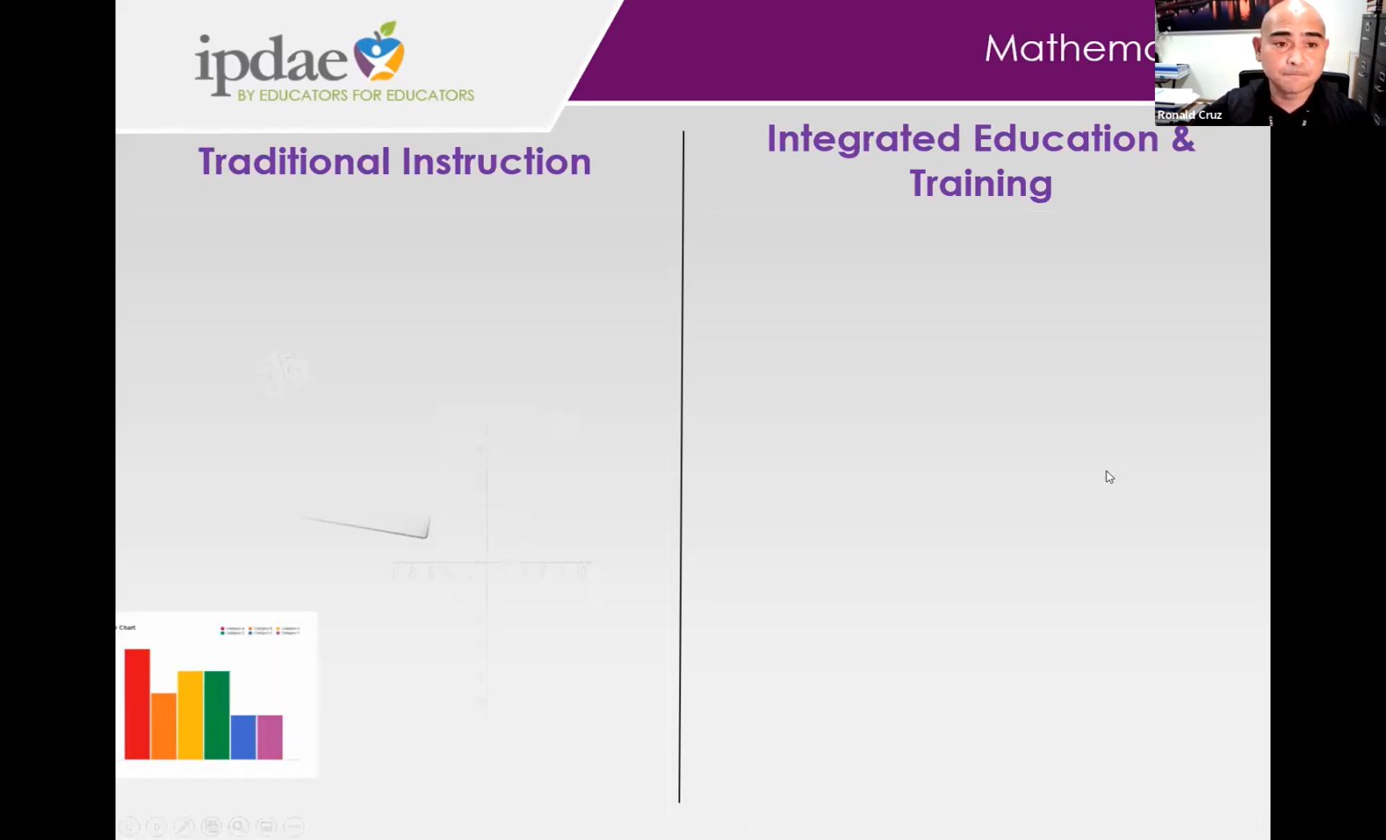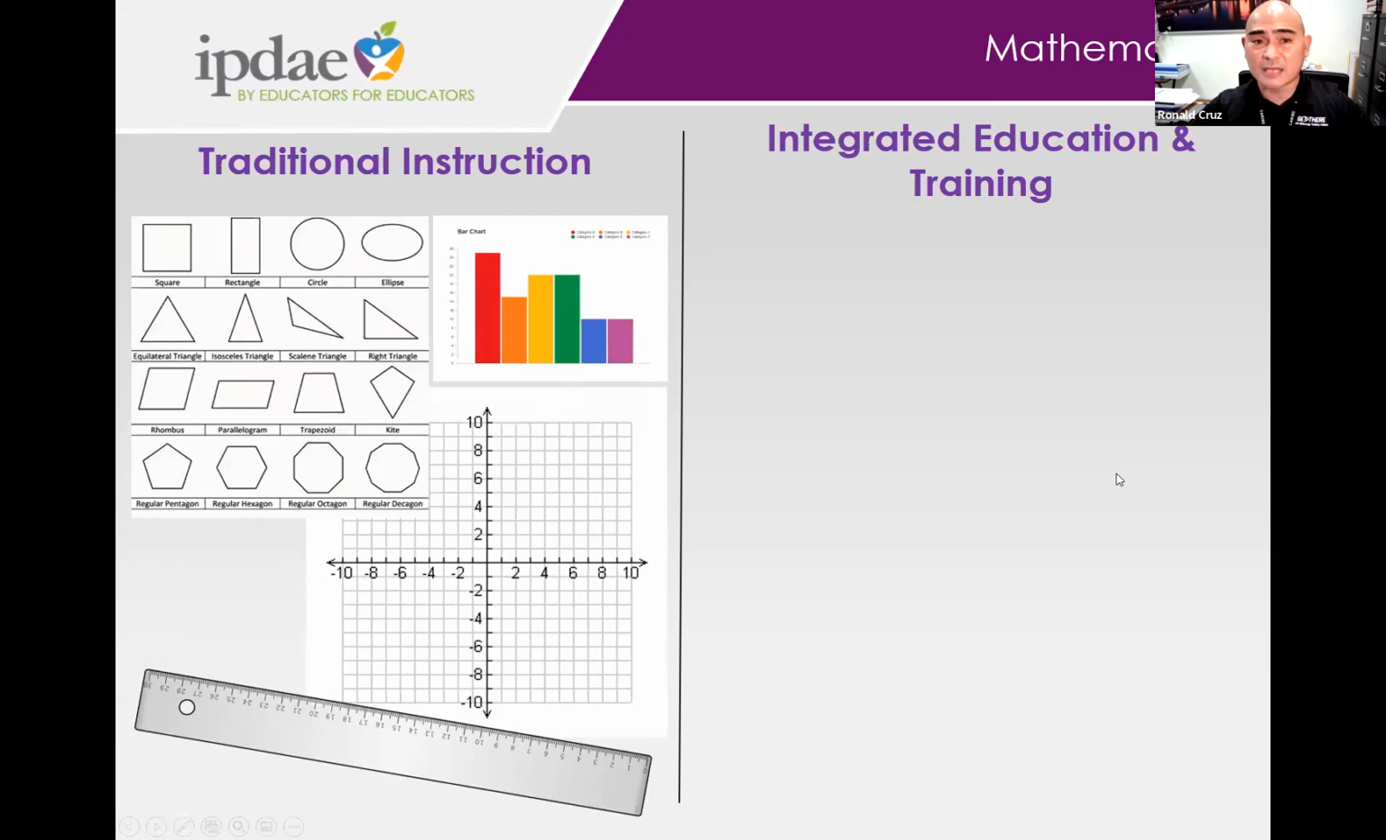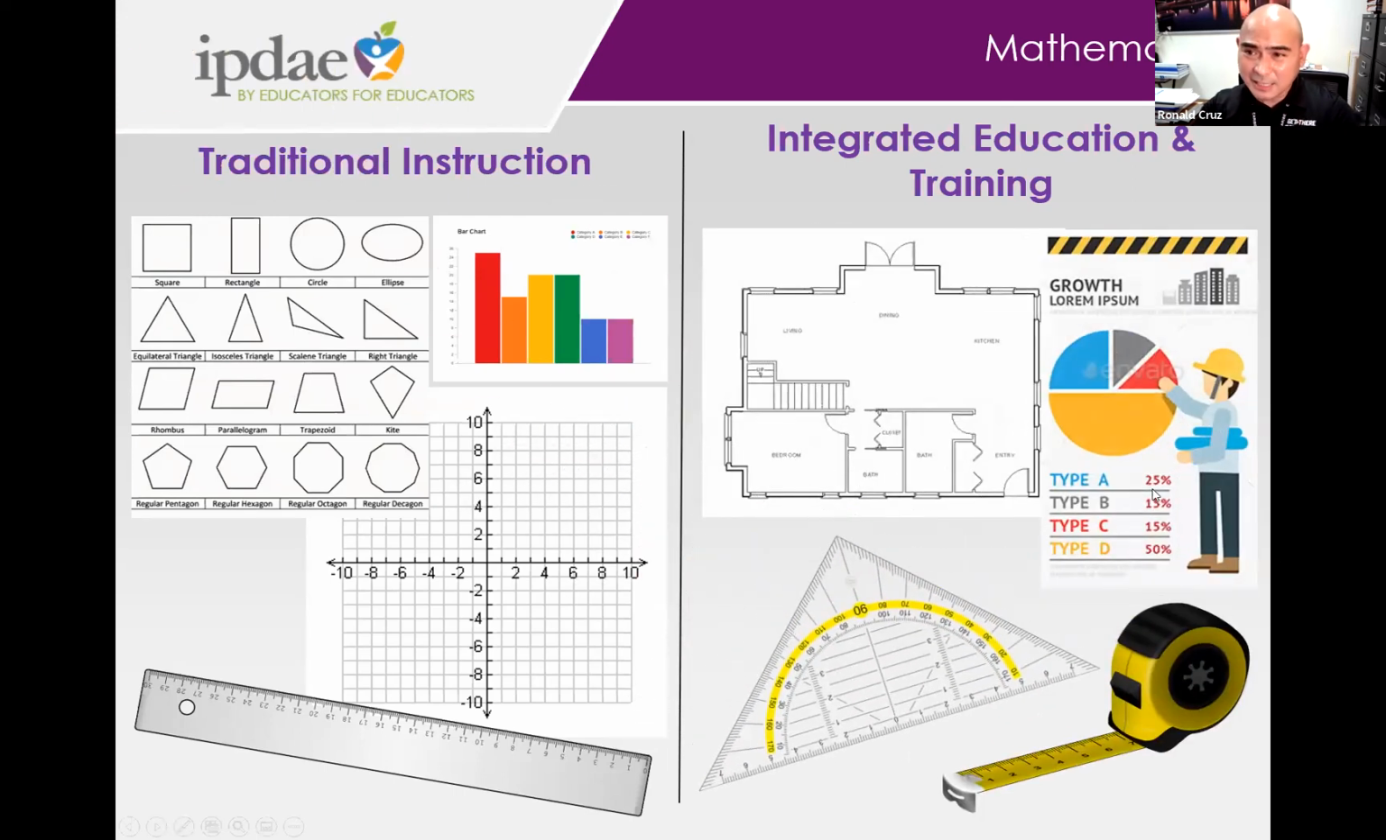Now in the math classroom, yes, in a traditional setting, you'll be introducing them to plane geometry, how to read graphs and charts like histograms, how to plot points on a coordinate plane, and how to measure using basic measuring tools such as a ruler or a protractor. Now, in an integrated education and training, you're still teaching those things, but you're teaching them slightly differently. Do you notice the difference between traditional mathematics instruction and integrated education and training instruction of mathematics? If you notice a difference, please type it into the chat. I'd like to see what you think.